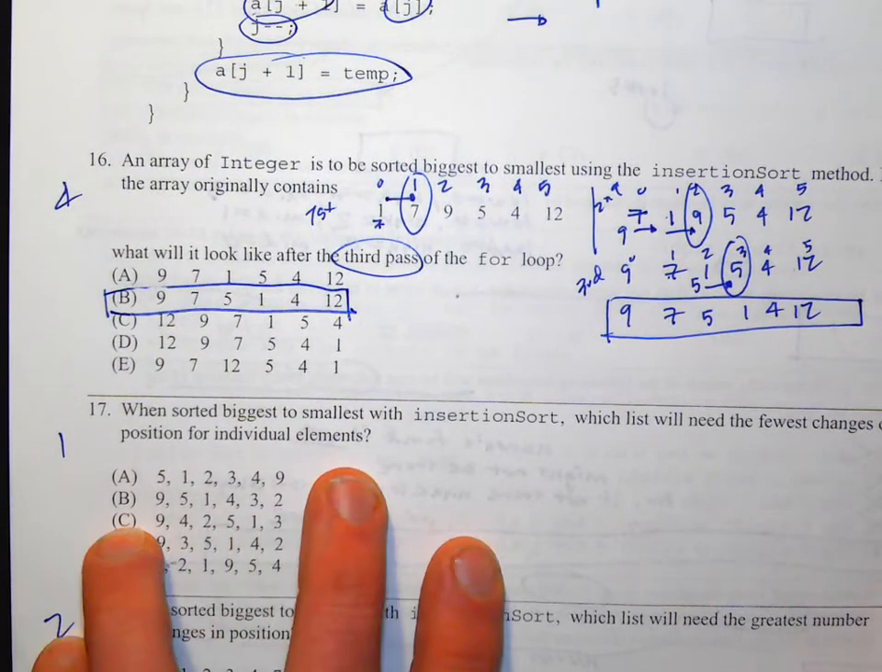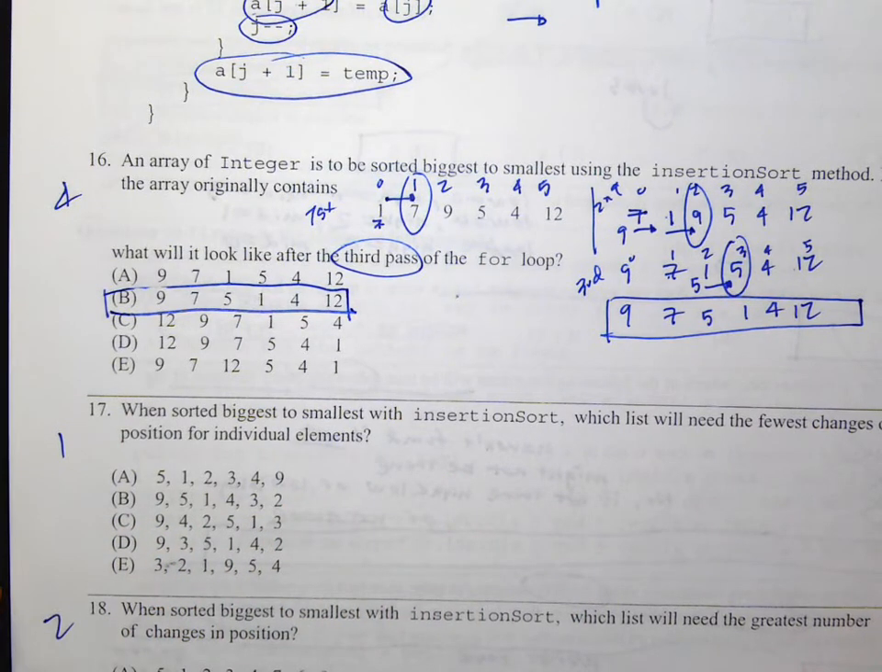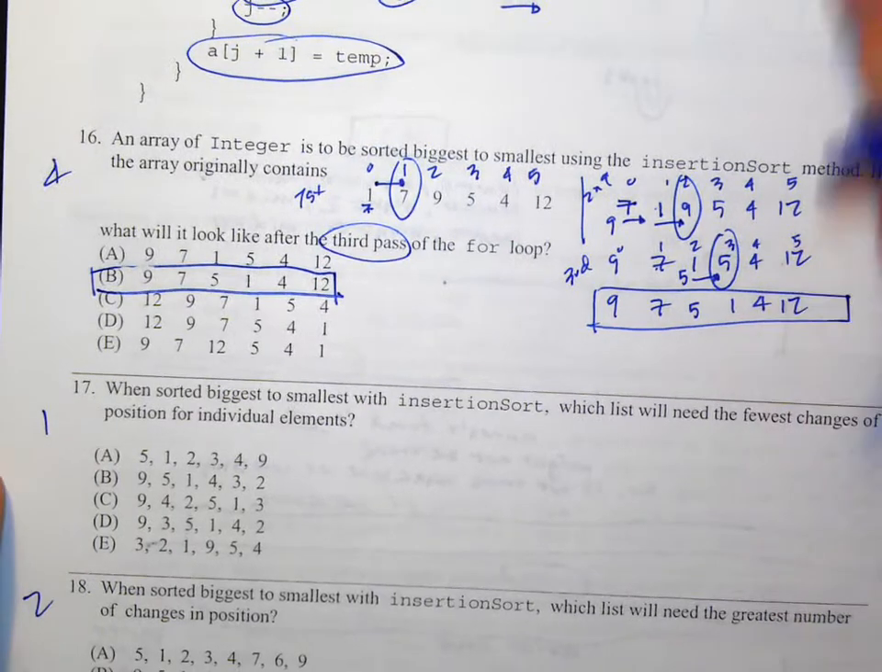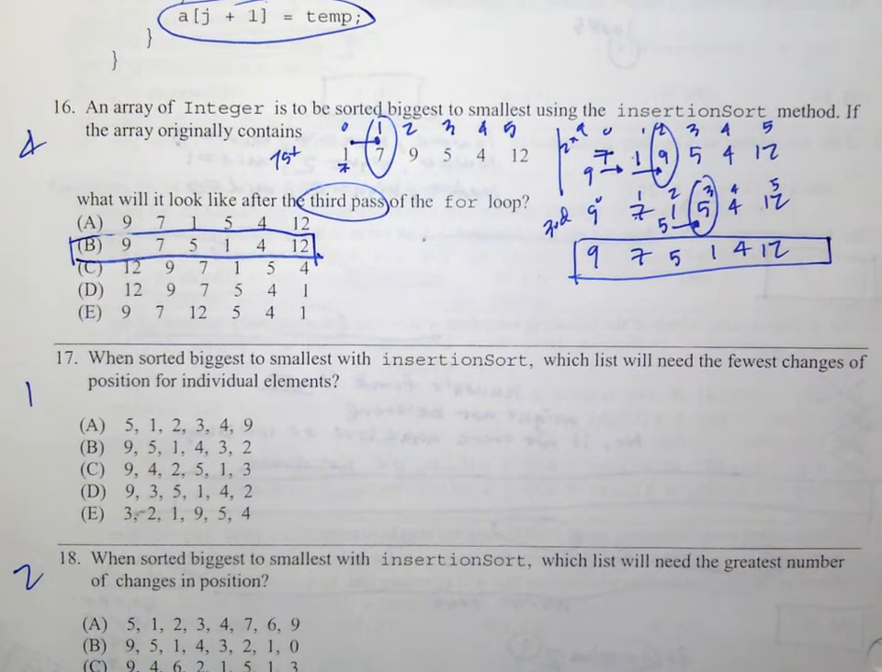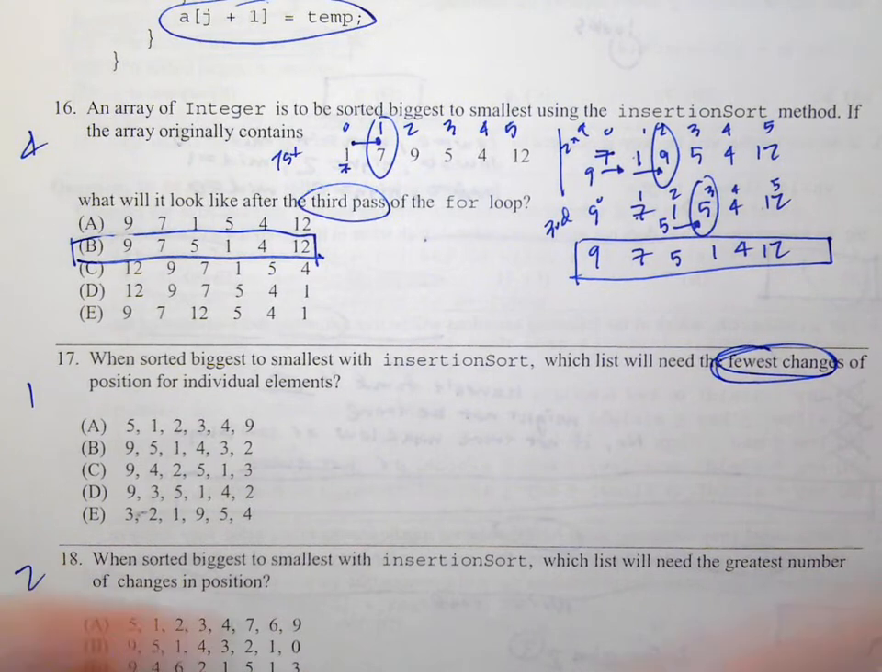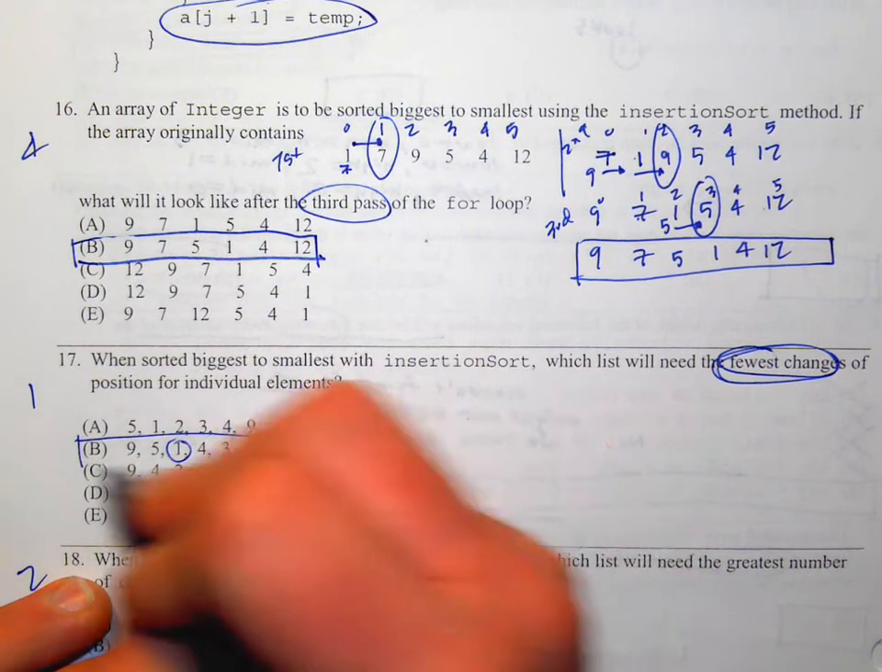When sorted big to small with insertion sort, which list will need the fewest changes of position for individual elements? Now, these are tedious. If you look at Barron's explanation, it says fewest changes. So which one's going to require the least amount of work to get it sorted using insertion sort? And they say, well, there's this one in here where most of them are already in descending order. It has the least amount of ones that are not in descending order. So that's your best case. And I think they point out that this one, everything's in order except for this one. So that's your best case scenario out of all these.